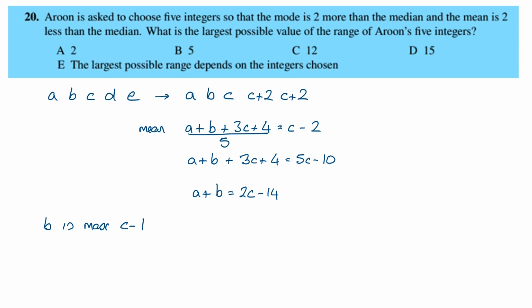So the maximum B is C minus 1, which means I've got an equation for B in terms of C. I've got an equation for D in terms of C. I've got an equation for E in terms of C, which just leaves A left behind. So A equals 2C minus 14 minus C minus 1, which is the B. Collect all those terms, I get C minus 13. Now that again feels like I haven't done it, but what does the question want? The question wants the range. Now I know the largest value is C plus 2, and I know the smallest value is C minus 13.